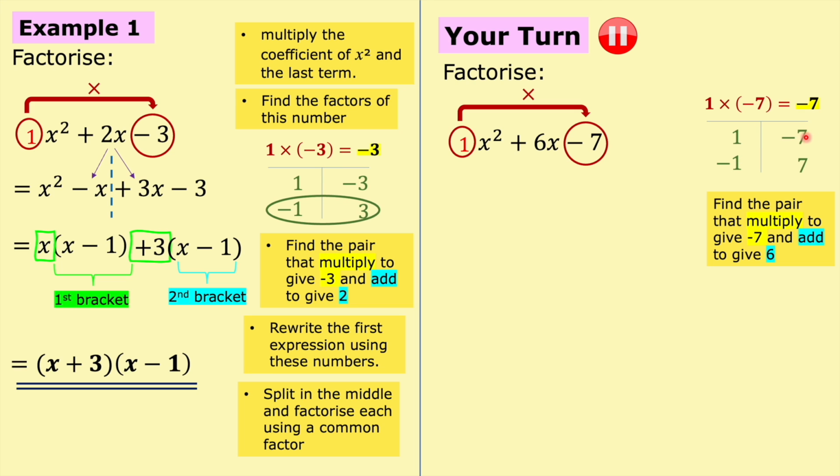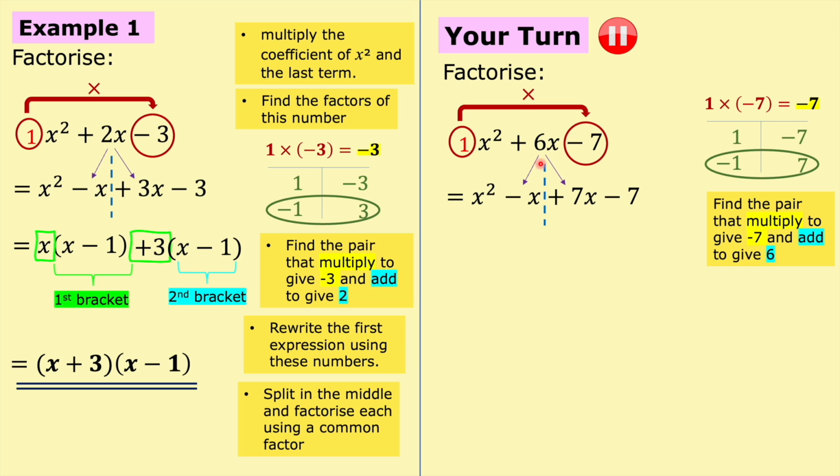1 subtract 7 gives us negative 6. Then negative 1 add 7 will give us positive 6. So it's going to be that last pair of numbers. We now need to rewrite our expression. So we're going to have x squared, and then we're using our two factors here, minus x and then plus 7x, and then the negative 7 just drops down.